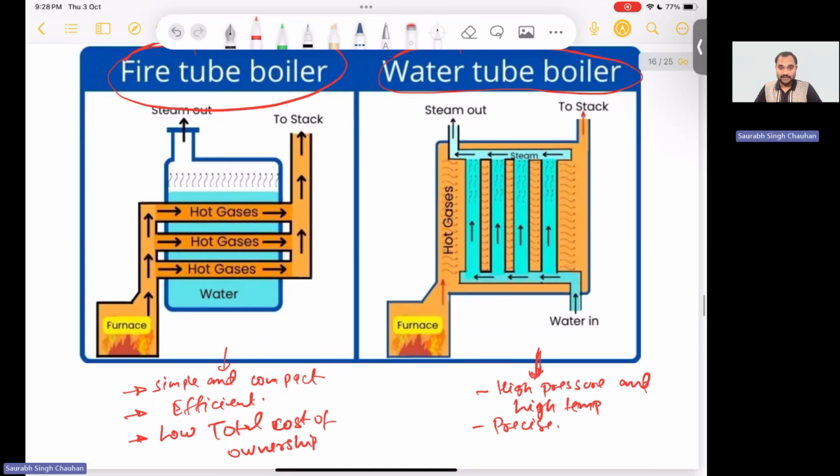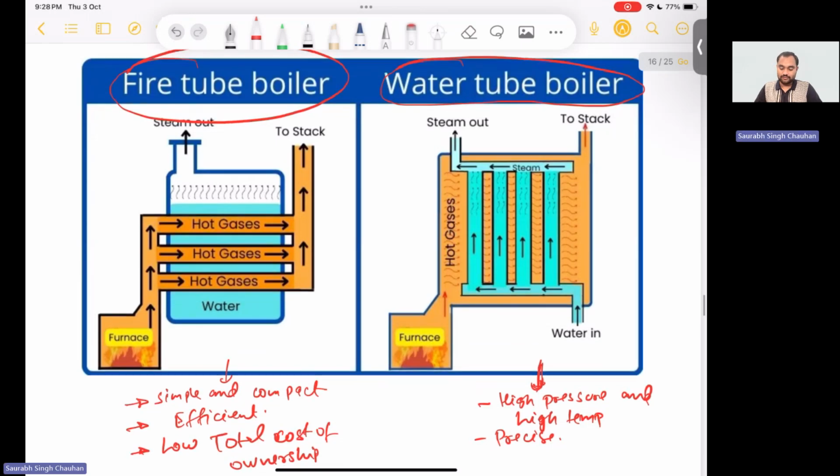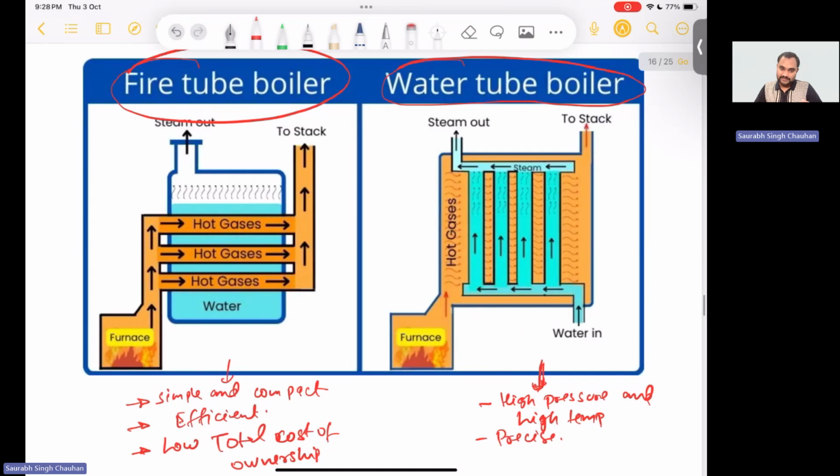And in a water tube boiler, you can get higher pressure. And you know that during the phase change process, if you increase the pressure, the temperature will increase. So if you want to get more temperature, you can increase the pressure. I hope that this is clear, and we can move to the next question.